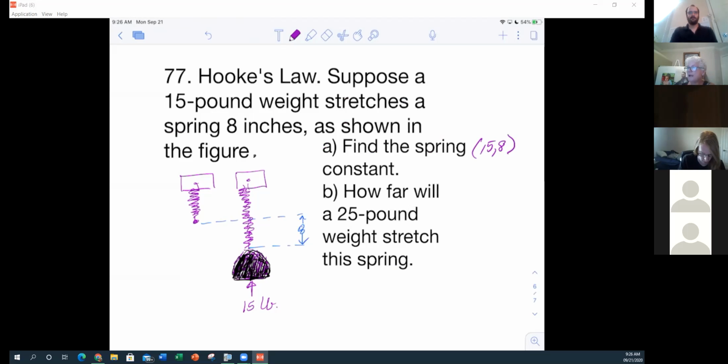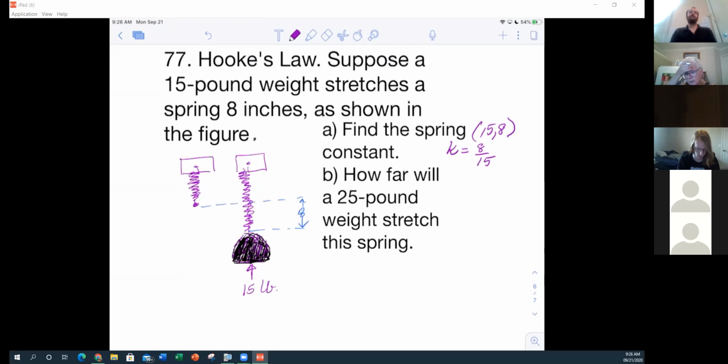Okay. So what is the constant of variation, which is our K? Eight over 15. Thank you. Then it says, how far will a 25-pound weight stretch the spring? So once again, we can either use a proportion or we can use our constant of variation, whichever way you like better. I'm going to go ahead and just use the proportion. So I would say 8 over 15 equals, now here's where people mess up though. Where does that 25 go on the second fraction? Does it go in the numerator or does it go in the denominator? Numerator, why?